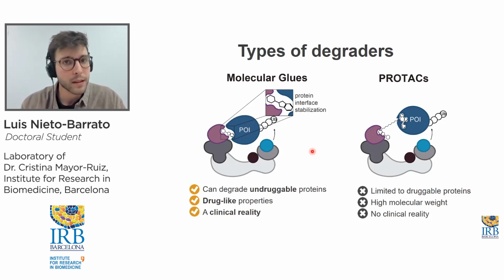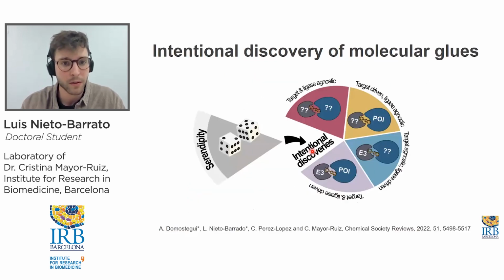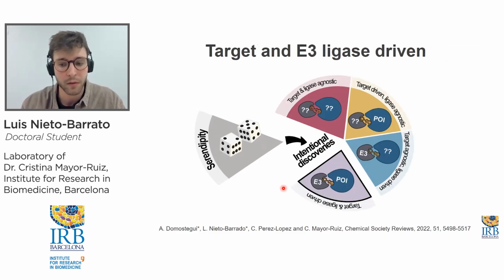Until 2019 or so, we didn't have rational strategies to discover these compounds. So in our recent publication, we go through the whole process from serendipity to the intentional discovery of molecular glue degraders. And we cluster them in 4 groups, depending on whether we are interested in specific targets or ligases, or whether we want to do it in an agnostic manner. And I will explain the rationale of this. For the sake of time, I will just give 2 examples, starting with the target and ligase driven.